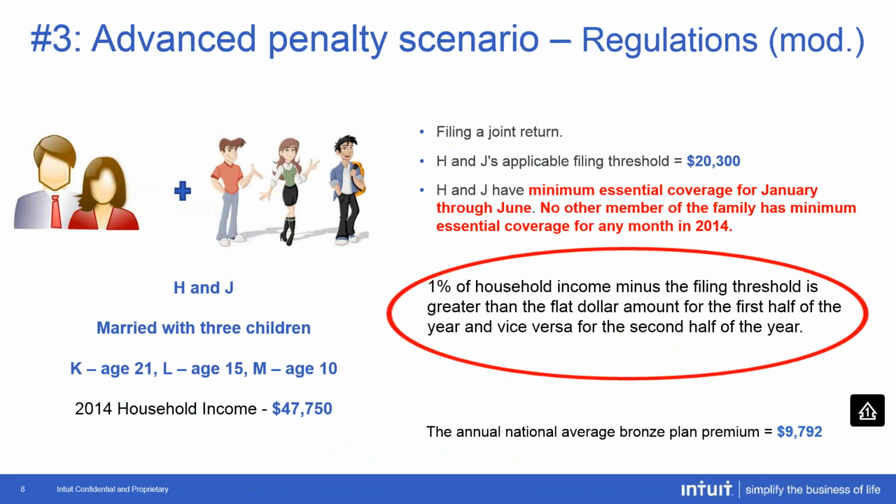So we have here use case number 3, advanced penalty scenario from the regulations, and I have modified it just to show a more thorough use case. So in 2014, taxpayers H and J are married, file a joint return. They have 3 children, K age 21, L age 15, and M age 10. H and J's household income is $47,750. H and J's applicable filing threshold is $20,300. H and J have minimum essential coverage for January through June. No other member of the family has minimum essential coverage for any month in 2014.